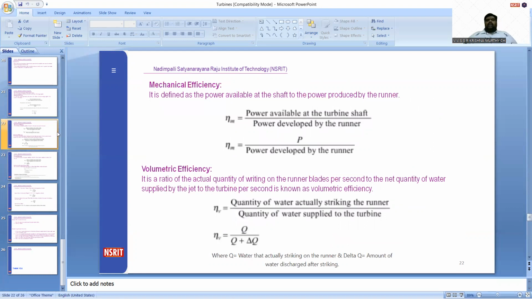And next is mechanical efficiency, which is nothing but the power available at the turbine shaft to the power developed by the runner. How much power is generated when it is rotating with the help of the runner wheel rotation. So P by power developed. And the volumetric efficiency is defined as the ratio of the quantity of water actually striking the runner to the quantity of water supplied to the turbine.